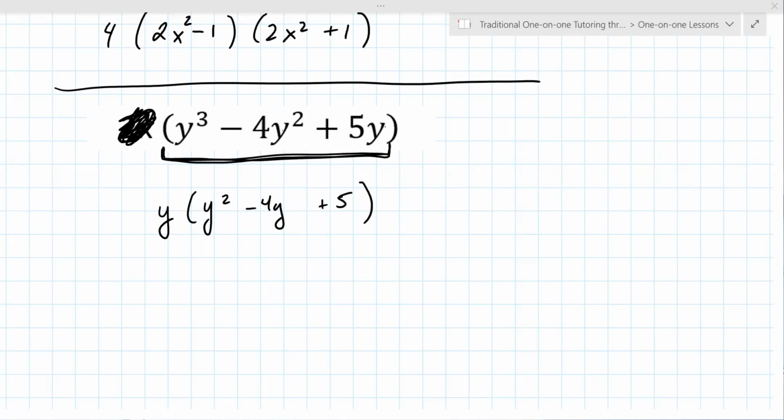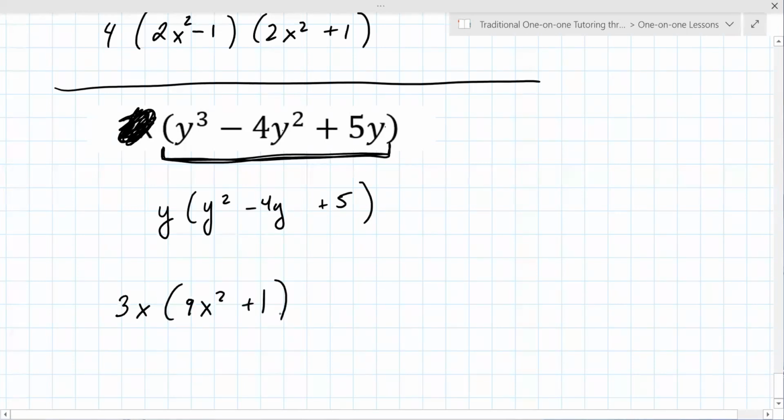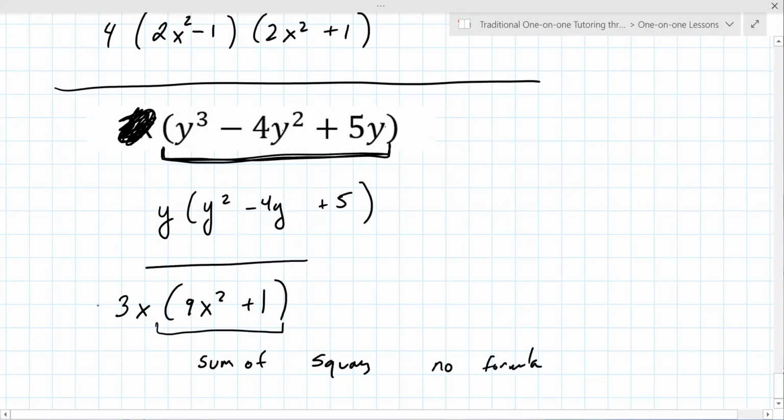Okay, so then the next one here is 3x, 9x squared plus 1. This right here is called a sum of squares, and there is no such thing. There's no formula for that. Okay, so this is your correct answer.